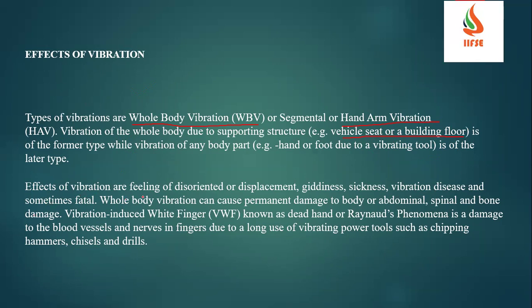If you see the effects of vibration, they are a feeling of disorientation or displacement, giddiness, sickness, vibration diseases, and also sometimes fatality. Due to vibration, it may result in fatality also. And whole body vibration can cause permanent damage to the body, abdominal or spinal bone damage. Due to the continuous vibration, your abdominal bones or spine, in the sense the backbone, and also other bones also get damaged.